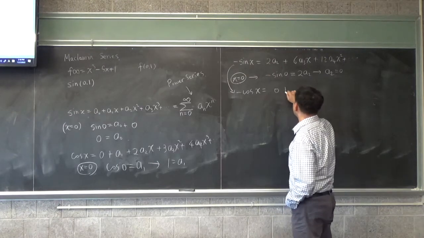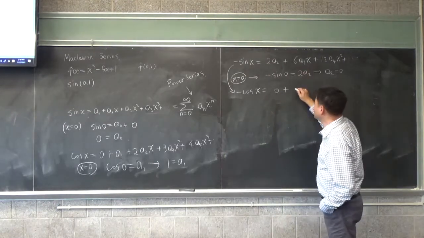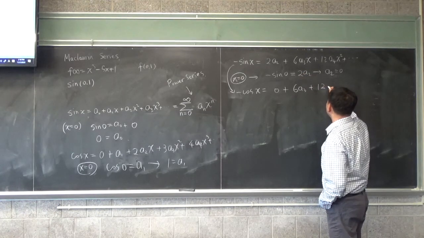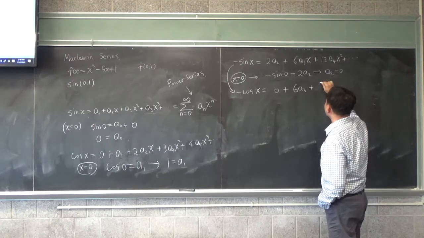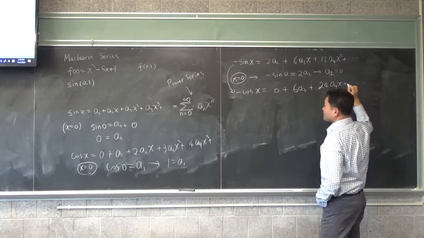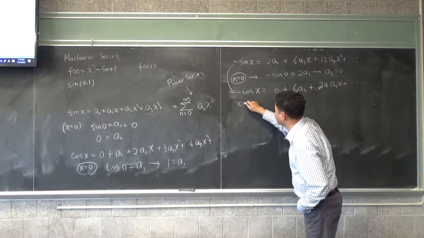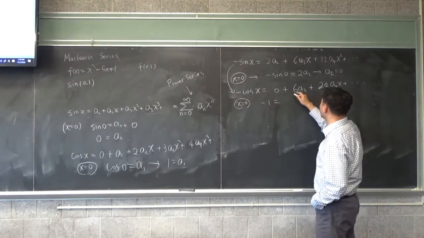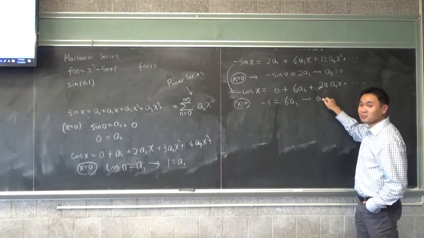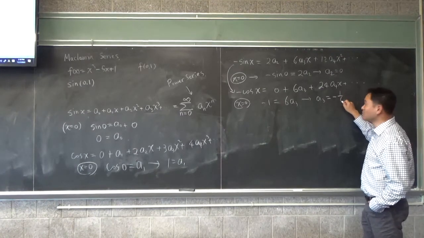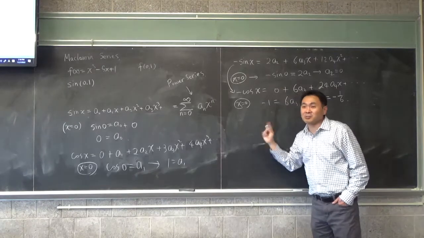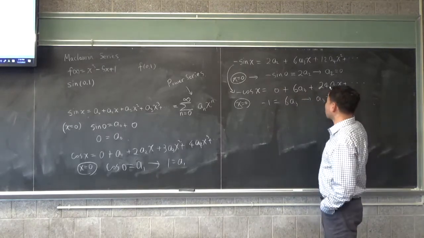2A2 differentiates to 0. This differentiates to 6A3, plus 12 times 2, that's 24A4 x, and then plus more terms. And then you plug in 0 again. You get negative 1 equals 6A3. That's just 0, so you get A3 as negative 1/6. Then if you differentiate again, you get sine. Sine of 0 is 0, so the next one must be 0.